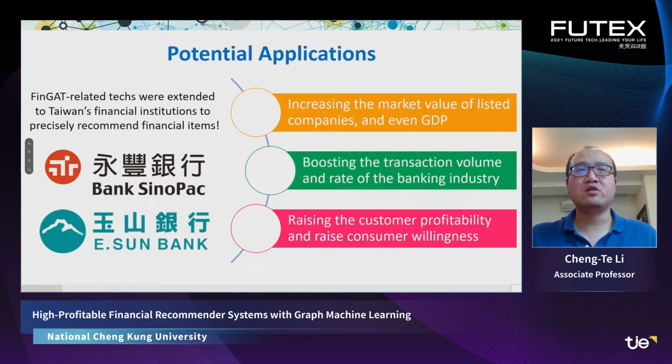The potential application of our technology is to increase the market value of these companies. Or, based on the high predictability of the profitable stocks, we can boost the transaction value of the banking industry and further raise customer loyalty. The FinGAT related technology has been extended to Taiwan's financial institutions such as Bank Sinopac or E.SUN Bank.